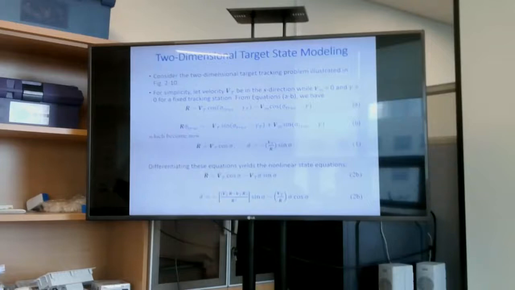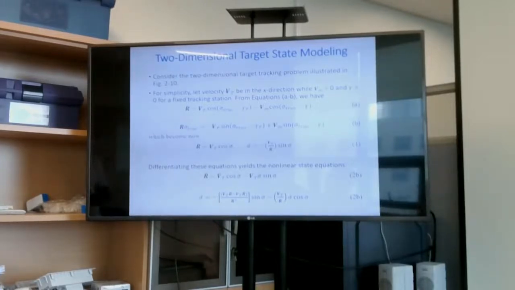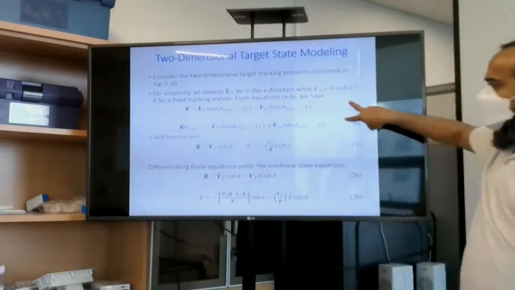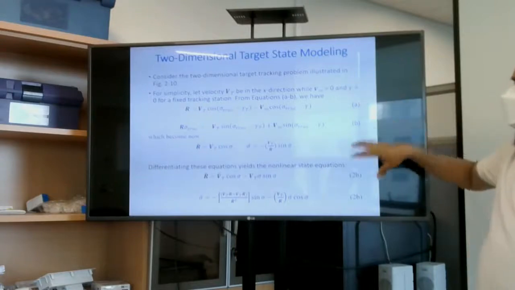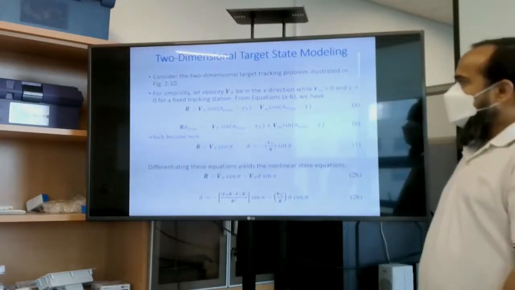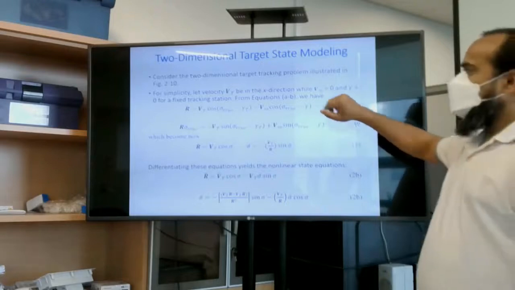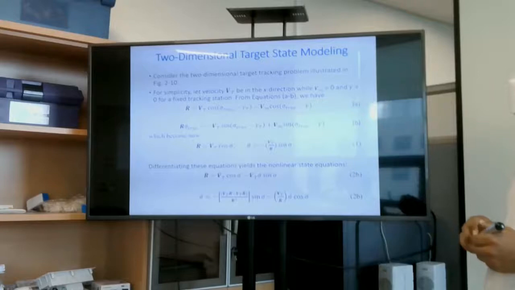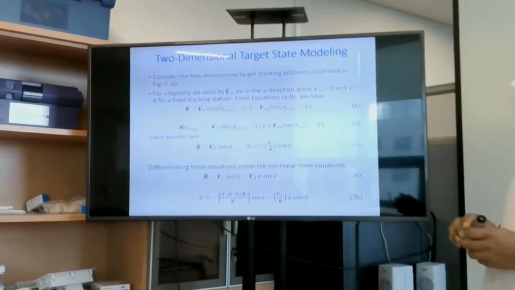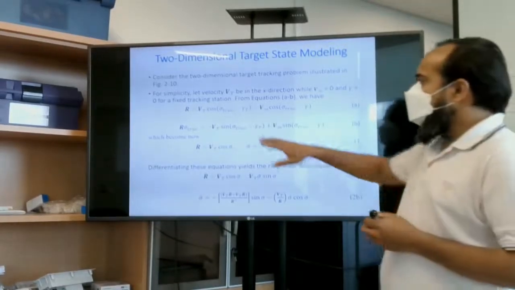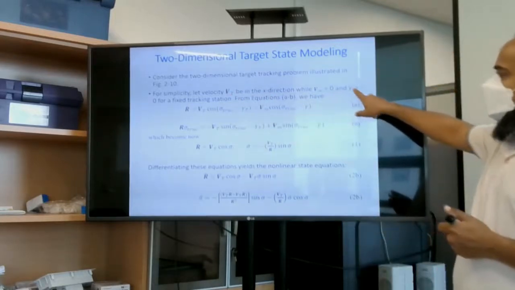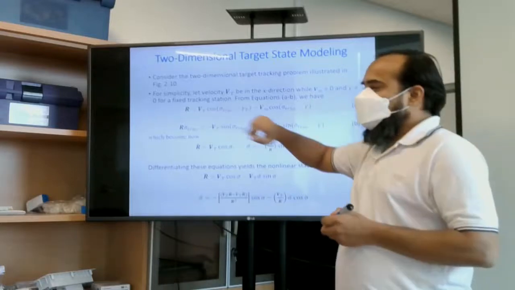And this is just only 5 slides remaining, the target state model. So you know this equation, the nonlinear equation that we have studied in the first lecture of this chapter. So we consider the 2 dimensional target tracking problem illustrated in figure 2.10. For simplicity, let the target velocity be in the x direction while Vm is 0 and gamma is 0 for a fixed tracking station.